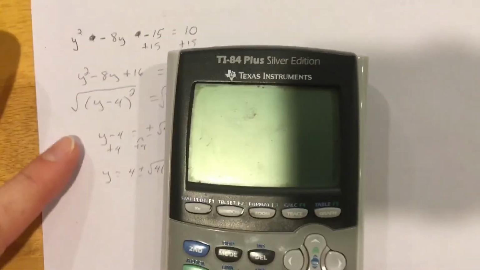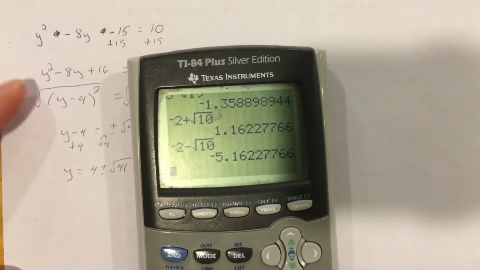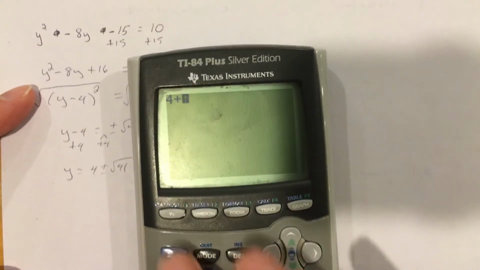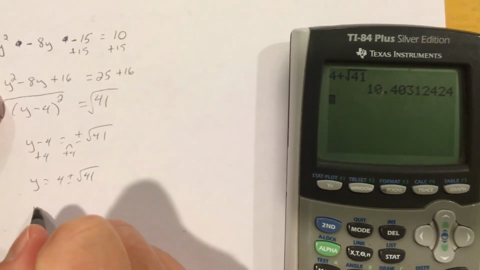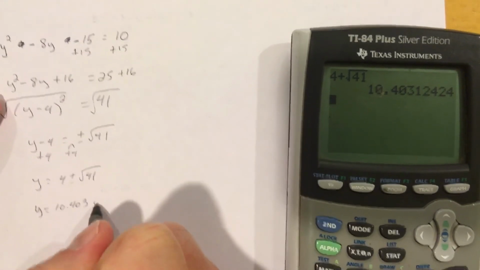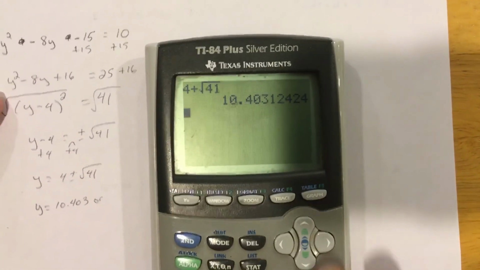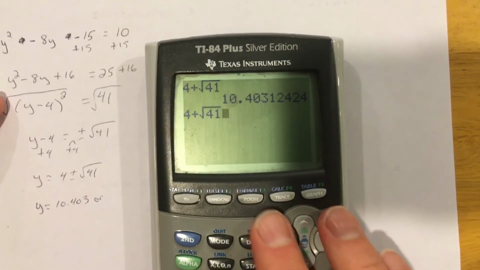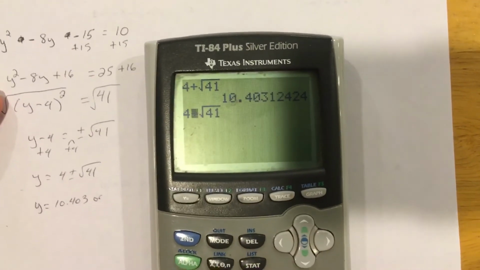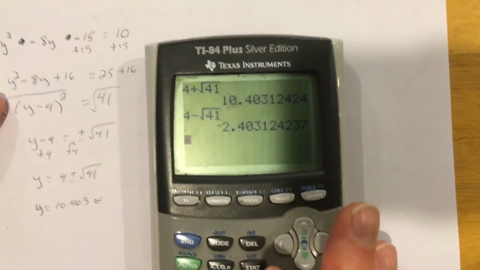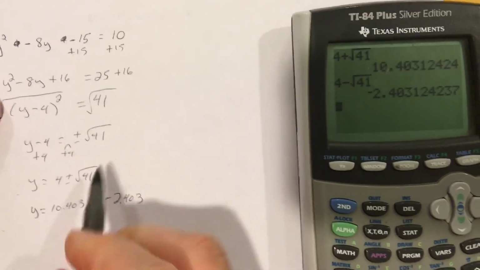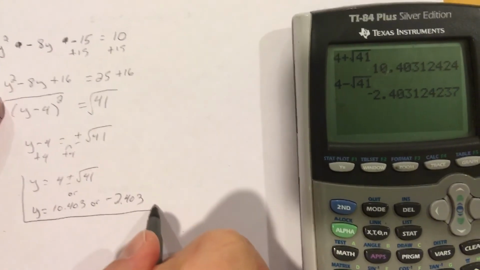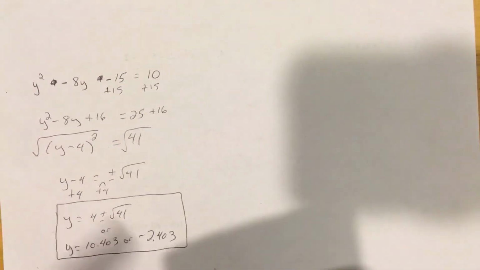We'll just take our calculator and go 4 plus the square root of 41. And I get 10.403. So I'm going to write y equals 10.403. Then I can go up here and copy it and just make it a minus, or I can type it in again if I want. Negative 2.403. So I would accept either of these on a multiple choice. You might have to pick one or the other, so be ready for that.